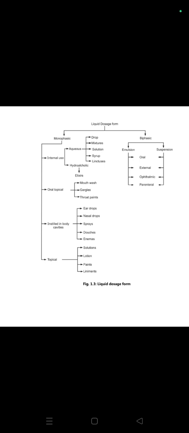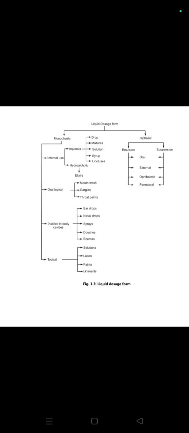Liquid dosage forms for internal use: oral, topical, instilled in body cavities. Then internal use may be classified as two types, namely aqueous and hydroalcoholic. Aqueous may be classified as drops, mixtures, solutions, syrups, and linctuses. Then hydroalcoholic may be classified as elixirs.